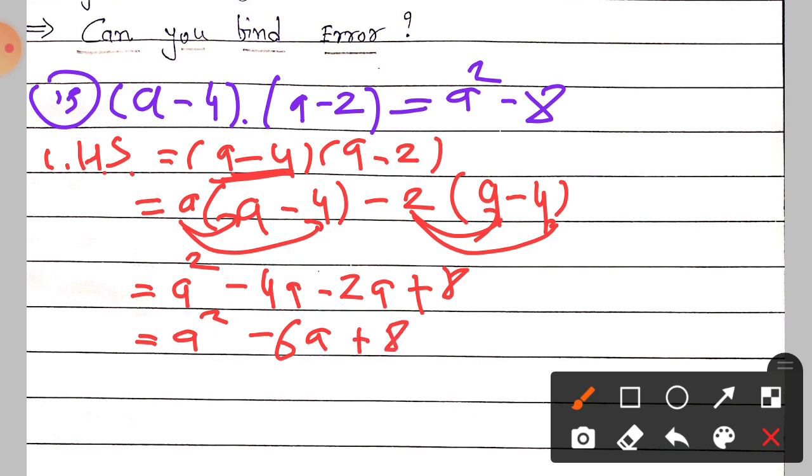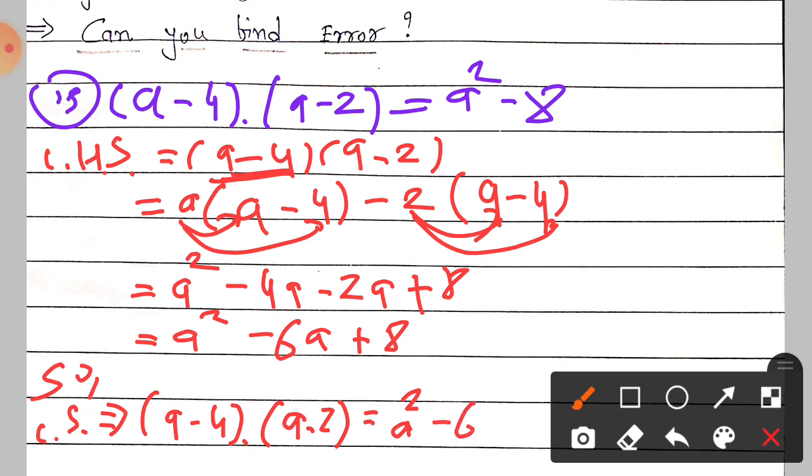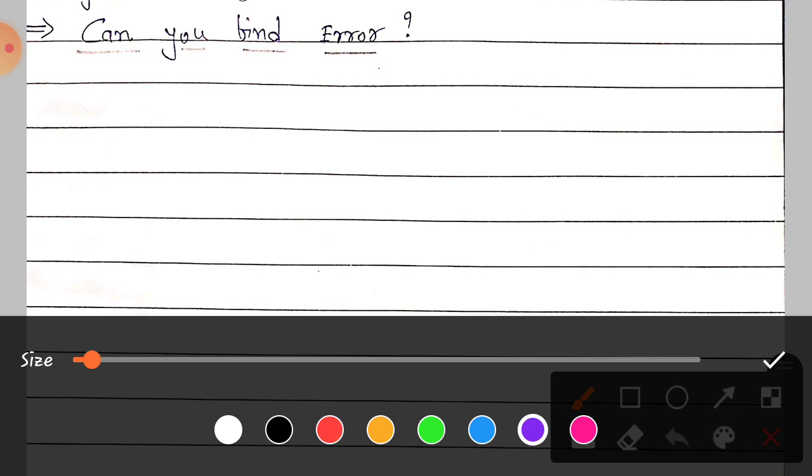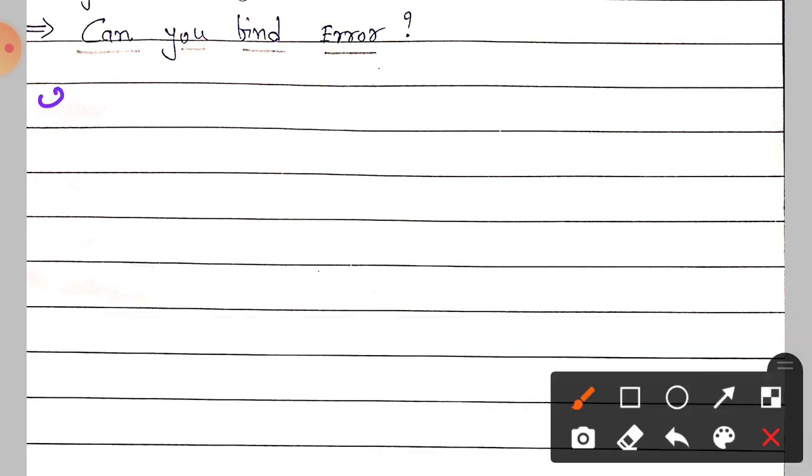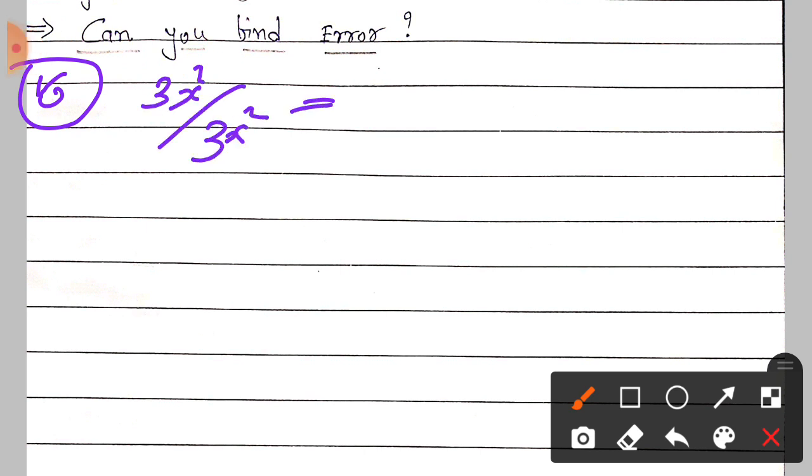So there are many errors here. The correct statement is: a minus 4 into a minus 2 is equal to a square minus 6a plus 8. Correct? This is the answer of question number 15. Now move on to question number 16. The question is 3x square divided by 3x square is equal to 0.